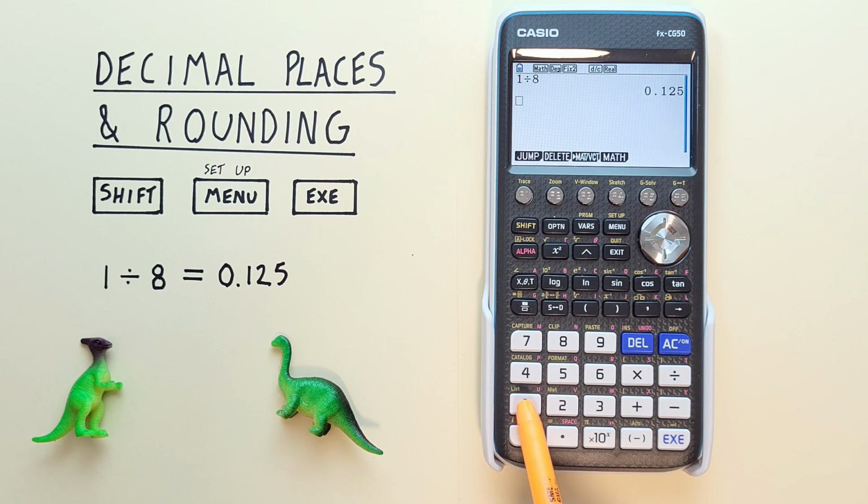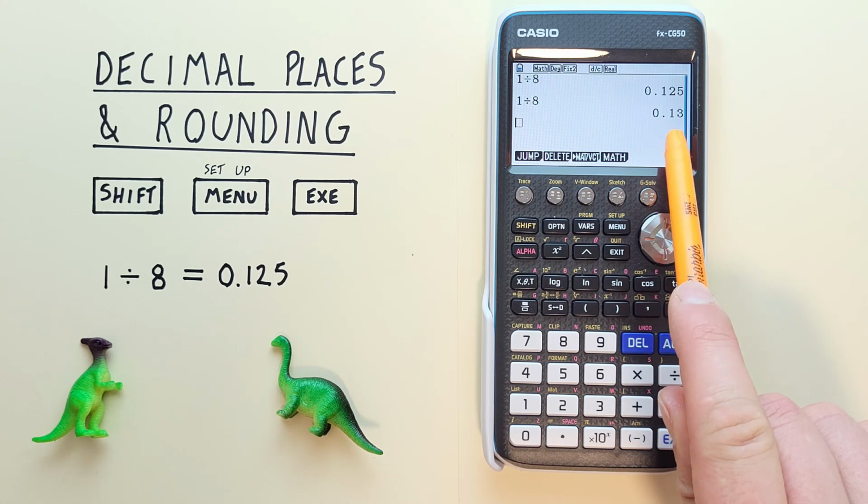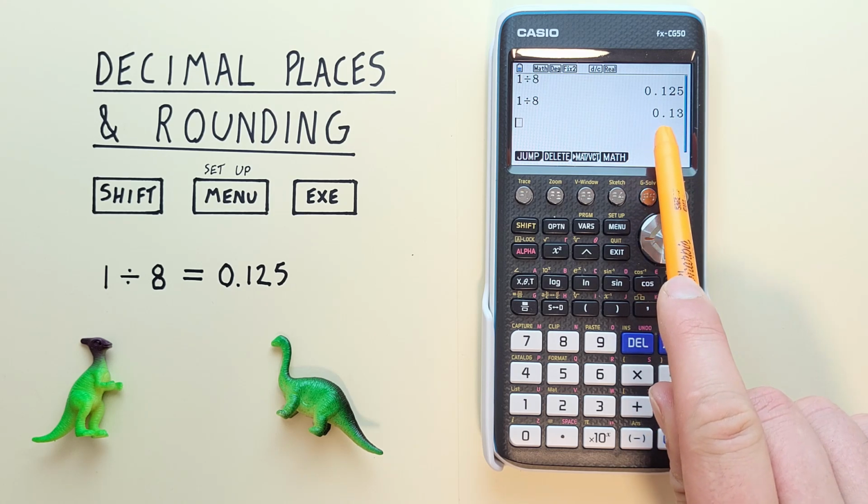Now if we do 1 divided by 8, our result has been rounded up to 2 decimal places, and we get 0.13.